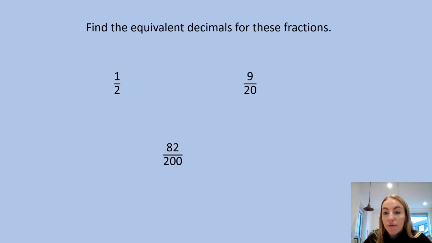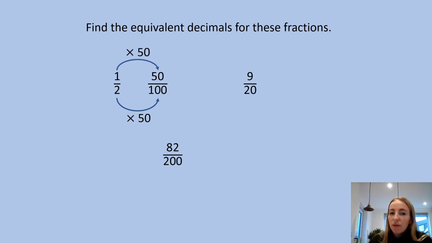I've got a half, okay? At the moment, my denominator is 2. What do I need to multiply 2 by to make the denominator 100? I need to multiply it by 50. So whatever you do to the denominator, you do to the numerator. So 1 times 50 is 50, and of course the denominator is 100. So 50 hundredths is what as a decimal? Yep, you could write 0.50, but 50 hundredths, remember, is equivalent to how many tenths? 5 tenths, which is just 0.5.